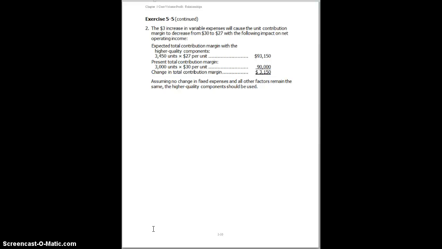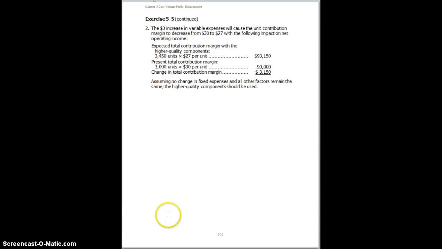So going back to this original information, in part 2 they say management's considering using higher quality components that would increase the variable cost by $3 per unit. So variable cost would now be $48 a unit instead of $45. The marketing manager believes that the higher quality product would increase sales by 15% per month. Should the higher quality components be used?